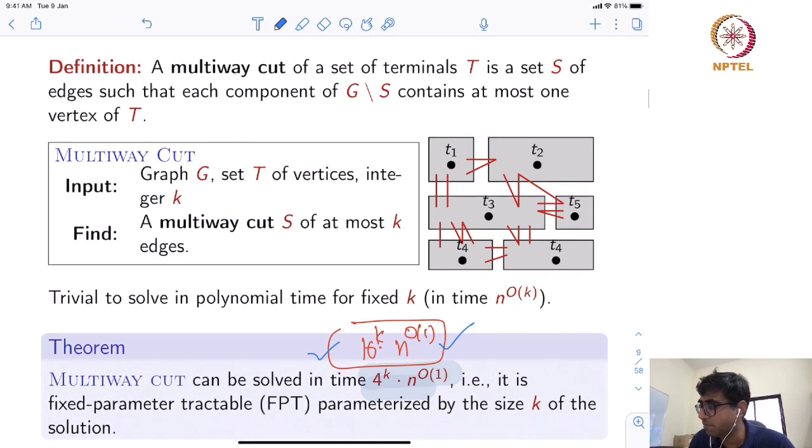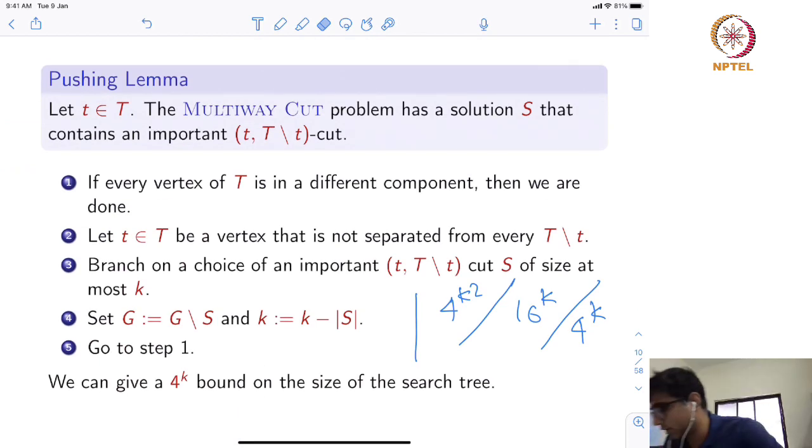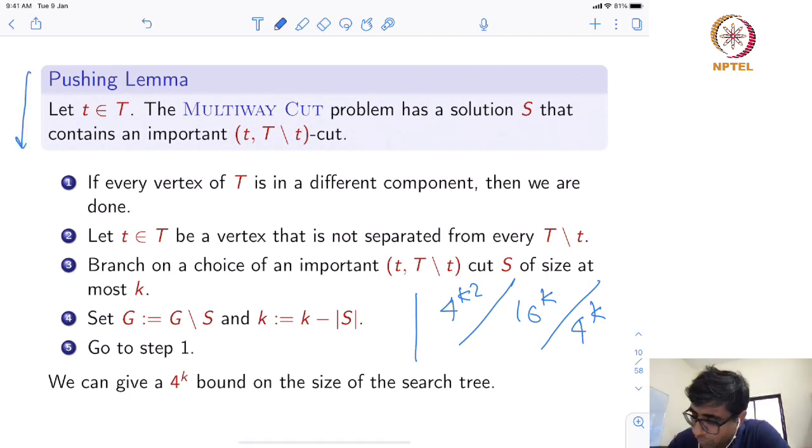But that algorithm can be made to run in 4 to the power k polynomial in n. Okay, so this is a slight recap of whatever we did previously, and now let's see what we do. And here's your algorithm. So recall, the heart of the algorithm was the following pushing lemma. What was the pushing lemma?